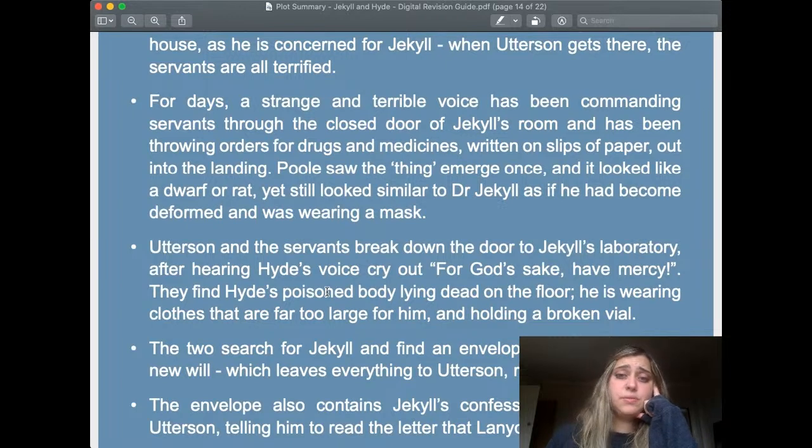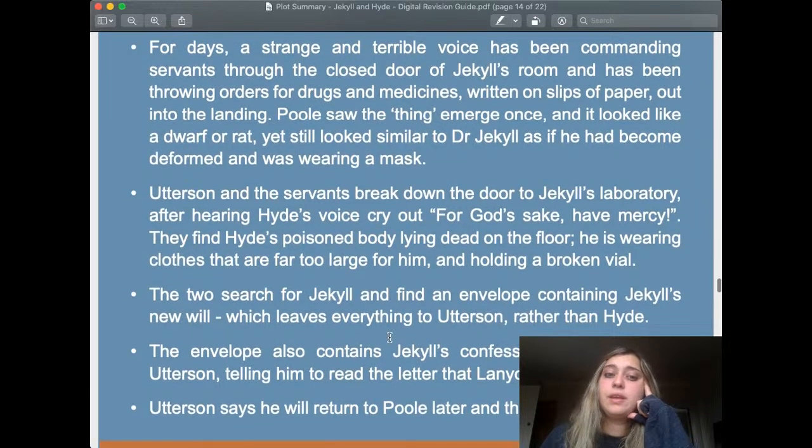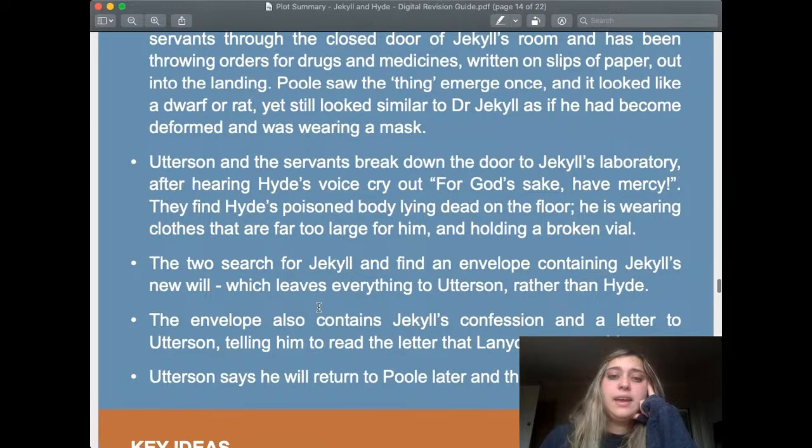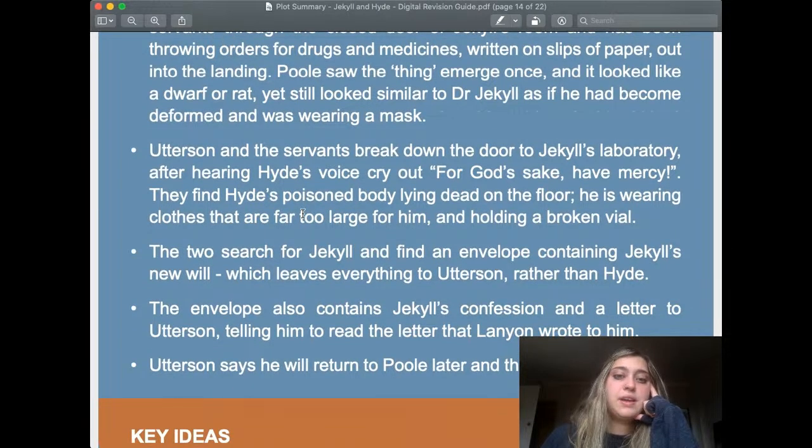Poole said that he saw this thing emerge and it looked like a dwarf or a rat. So it's really dark and sort of twisted at this point, like there's maybe something in the room with Jekyll, is what we think. And then they hear Hyde's voice say, "For God's sake, have mercy." They break the door down and actually, Hyde's poisoned body is dead on the floor. He's wearing really large clothes. He's wearing Jekyll's clothes and he's holding a broken vial.